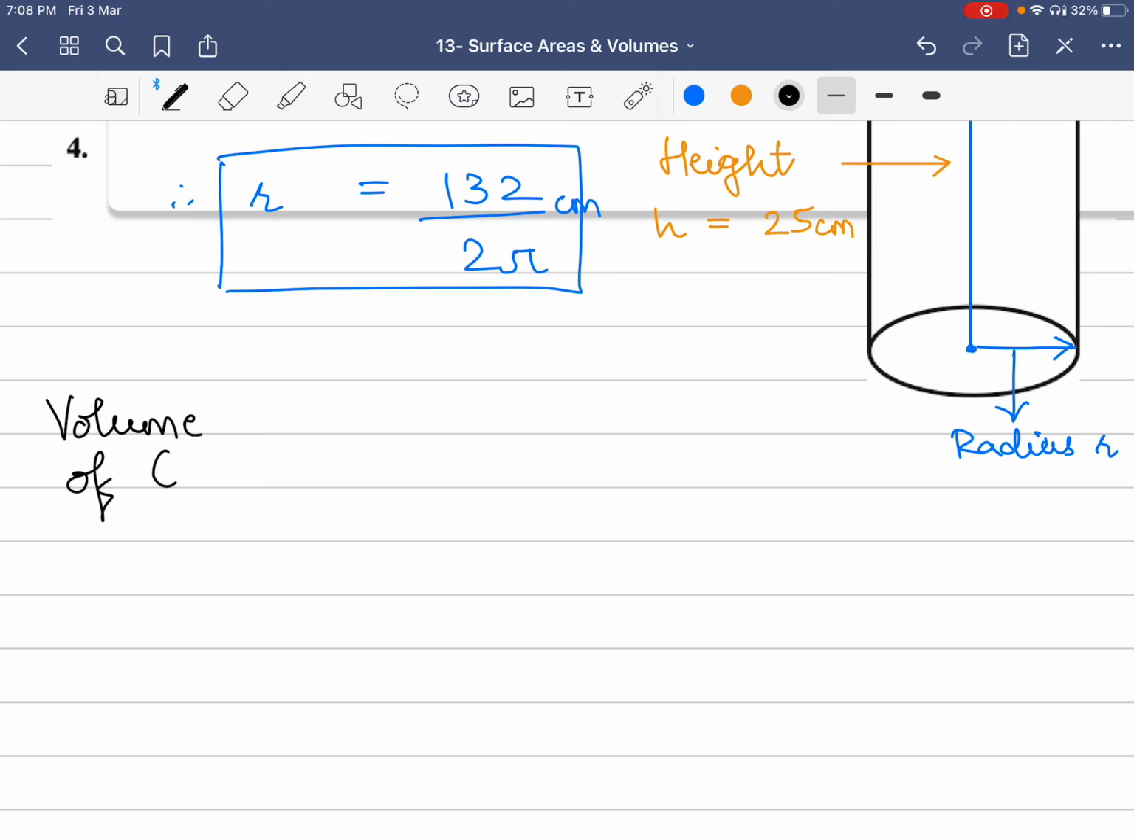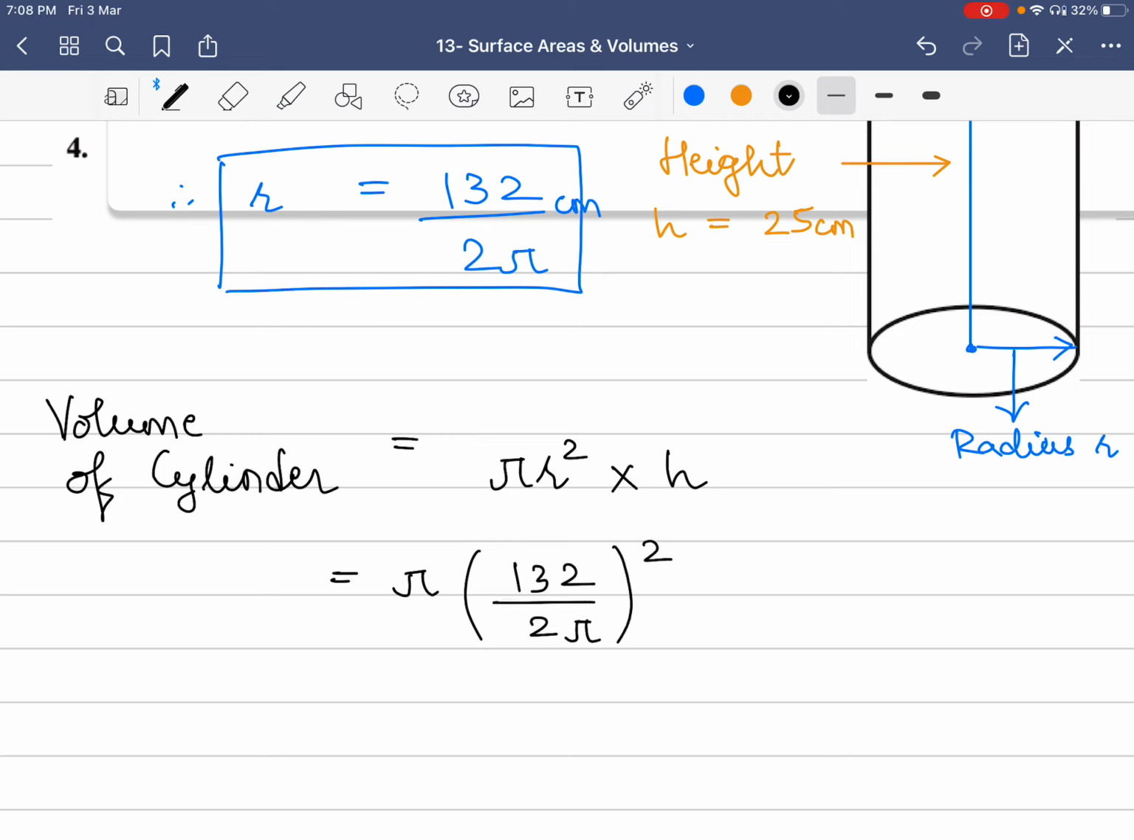The volume of a cylinder, we know the formula, is equal to the area of the base. What is the area of the base? Pi r square, because it's a circle. So pi r square into the height, pi r square h. Now let's substitute the value of r here and the value of h, 25 centimeter, here. Pi will remain as it is. Now r is 132 divided by 2 pi, and the square of it, into h, which is 25.